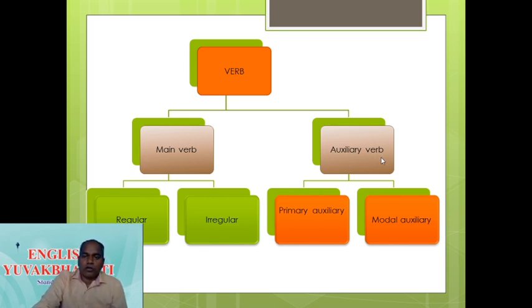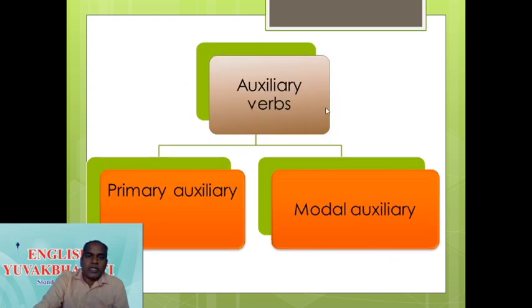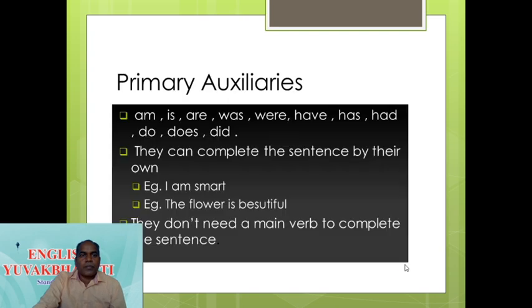Let us move on to the auxiliary verb. Auxiliary verbs also have two types: primary auxiliary and modal auxiliary. So let us learn about the primary auxiliaries. Primary auxiliaries are given below: am, is, are, was, were, have, has, had, do, does, and finally did.